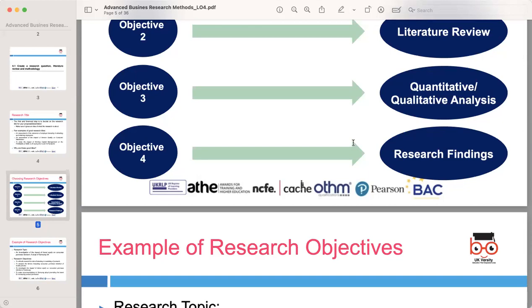So this objective involves organizing and presenting our findings in a clear and concise manner using appropriate visual aids and examples. By effectively communicating our research findings, we can contribute to the existing body of knowledge and potentially influence future research or decision-making processes. Any questions?